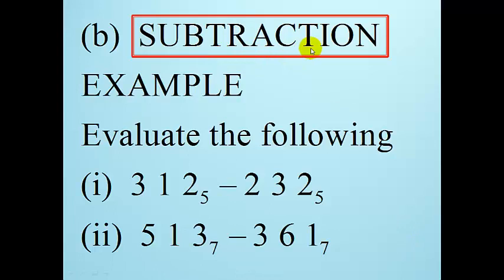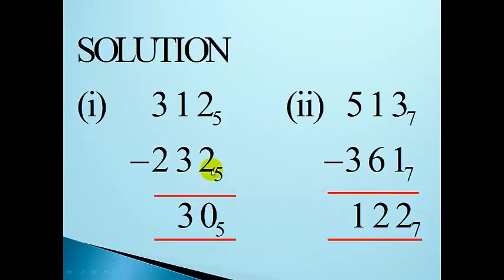Now let's look at subtraction. Evaluate the following: I, 312 base 5 minus 232 base 5. II, 513 base 7 minus 361 base 7. Now let's look at the solution. This is subtraction of number bases.